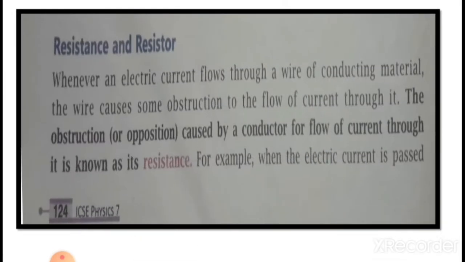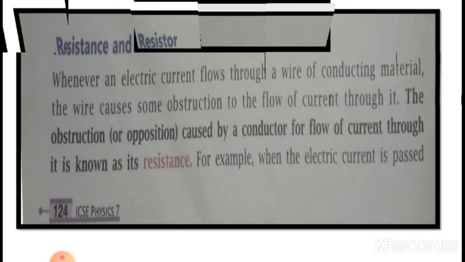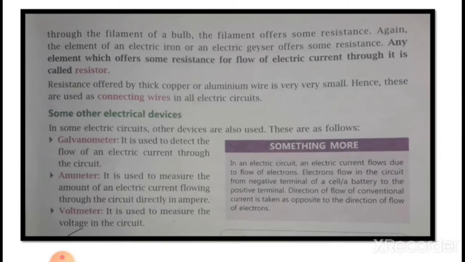Next one is about resistance and resistors. Whenever an electric current flows through a wire of conducting material, the wire causes some obstruction to the flow of current through it. So the obstruction or the opposition caused by a conductor for the flow of current through it is known as its resistance. For example, when the electric current is passed through the filament of a bulb, the filament offers some resistance.